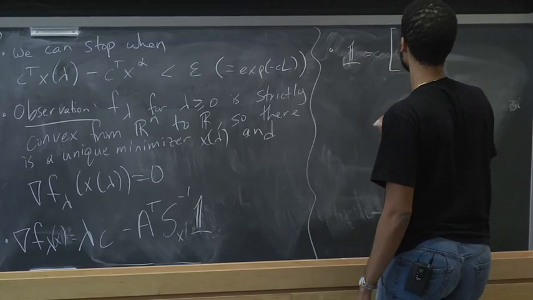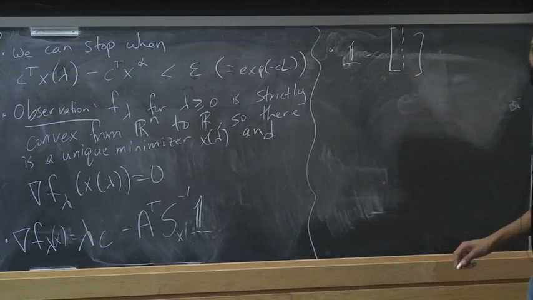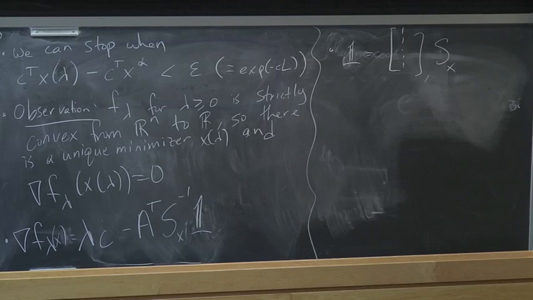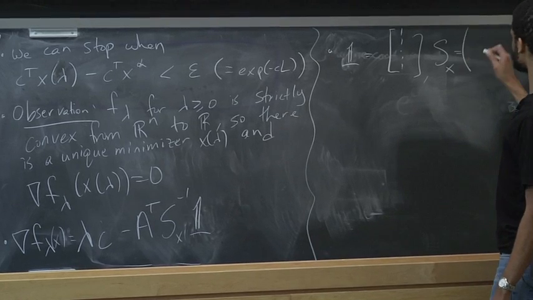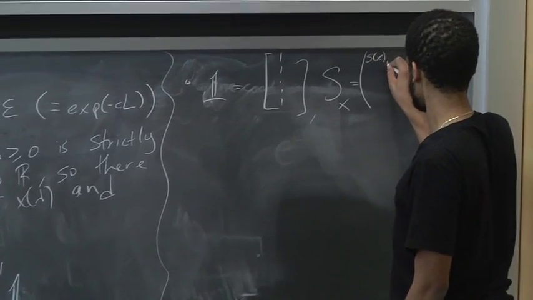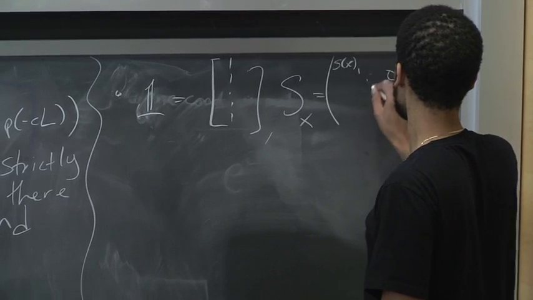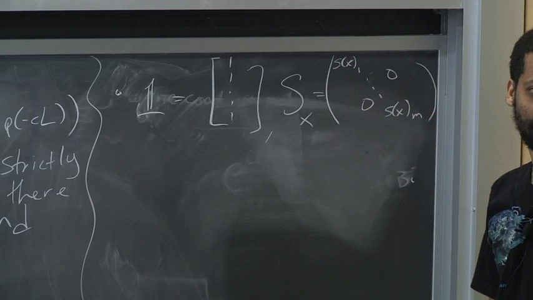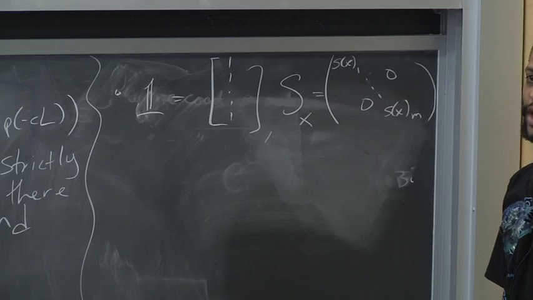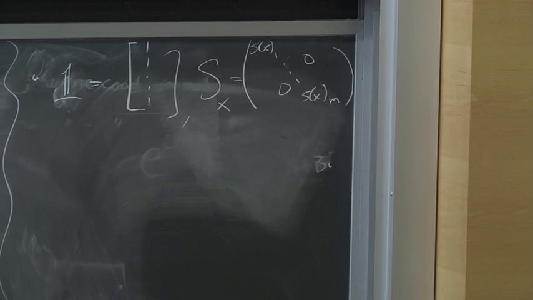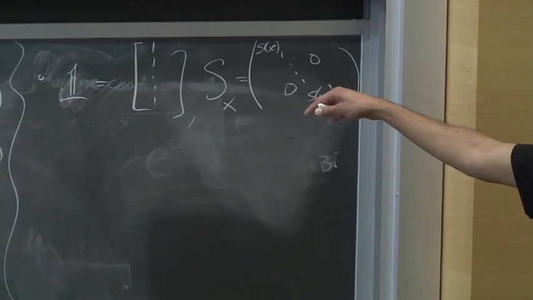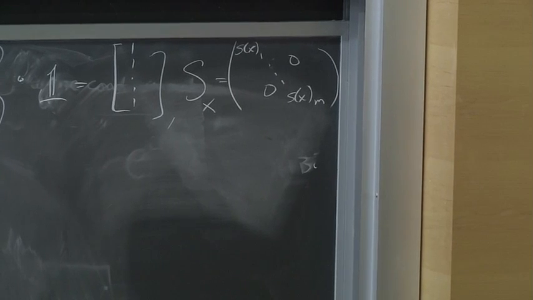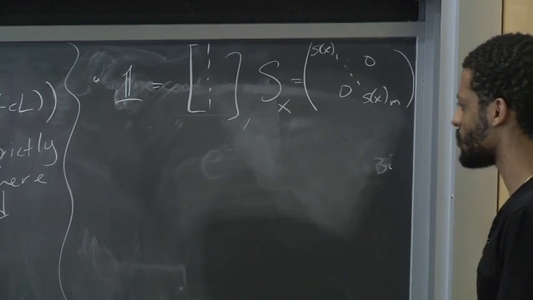So the all ones vector is, well, it's the all ones vector. And S of x, this is the slack matrix at x, which has the slacks on the diagonals, S of x1 through S of xm, so a diagonal matrix. So the inverse is just 1 over the slacks on the diagonal. And notice that if x is not up on the boundary, if it's in the interior, none of these slacks are 0, so that actually has an inverse.